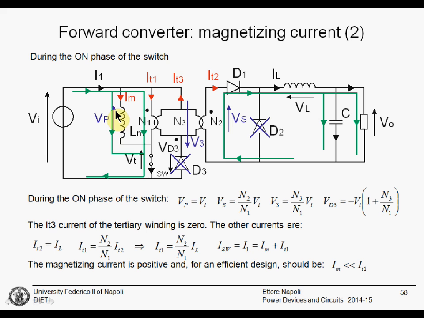During the on phase, this is a short circuit. The primary voltage is VI. The secondary voltage will be Vs, N2 divided by N1 multiplied by Vi, and this is positive here. This means that this D2 diode, the freewheeling diode, is off, because the voltage is positive from here to here, and this is reverse biased. The current will flow through D1.